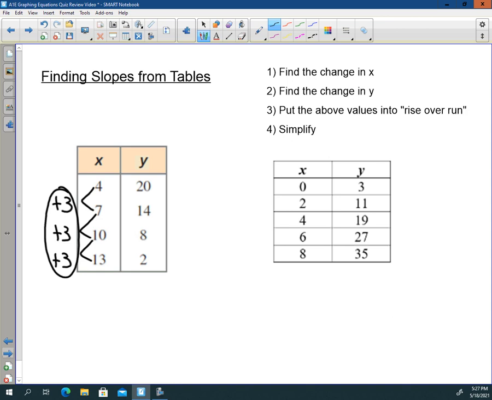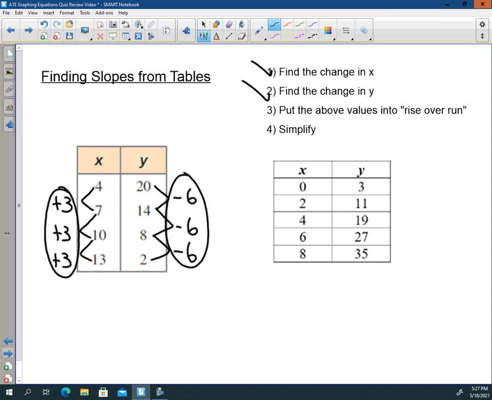So we took care of this part. Now we'll find the change in y. To get from 20 to 14, I have to subtract 6. To get from 14 to 8, I also have to subtract 6. To get from 8 to 2, subtract 6. And so negative 6 is my change in y.